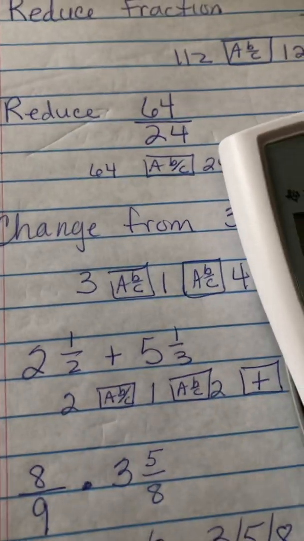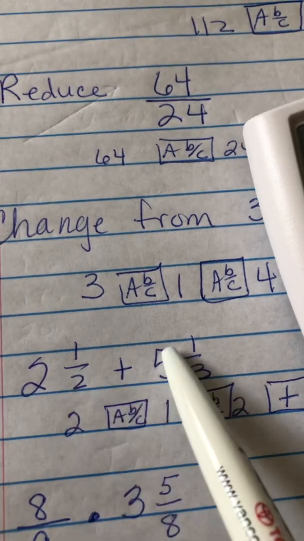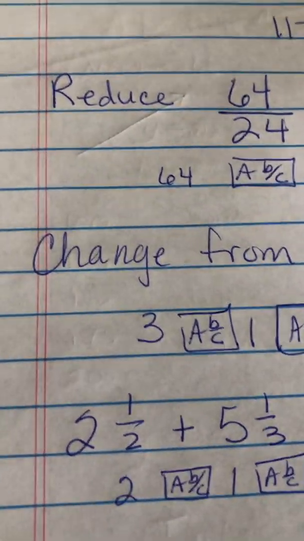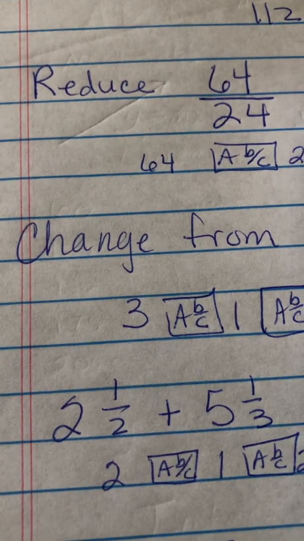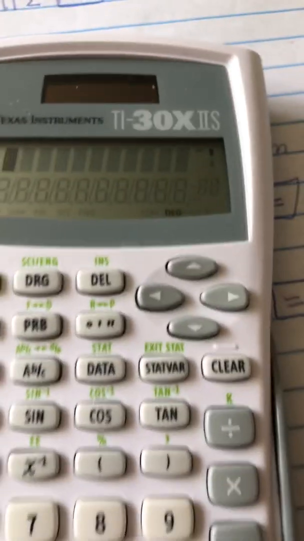The next thing we're going to do is we are going to add. We're going to say 2 1/2 plus 5 1/3. So now you know how to put this type of number in there. It's so easy now. You could probably do anything from this moment on your calculator that you needed to, but I'll show you how to do it. 2 1/2 plus 5 1/3. So here we go.